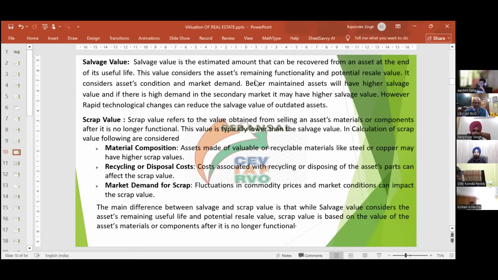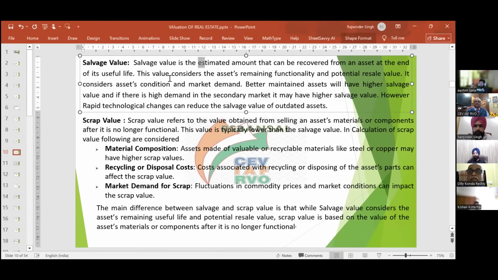Next, there are two things. One is salvage value and the other is scrap value. So you must know the difference between them. What is salvage value and what is scrap value? Salvage value is the estimated amount that can be recovered from an asset at the end of its useful life.